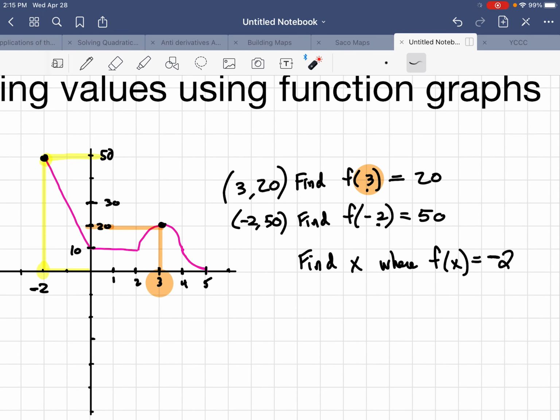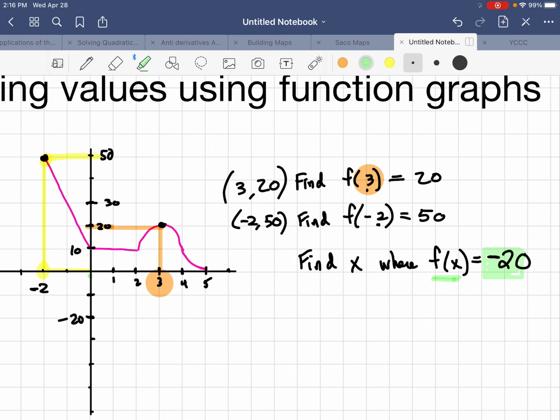Last one for the first problem is working backwards. We're given a value of negative 2 for the f of x. So that's the height. The height is negative 2. Actually, when I wrote that question, I think I didn't have a scale on there. So I'm going to change it to negative 20. It's going to be a little easier to see. Here's negative 10. Here would be negative 20.